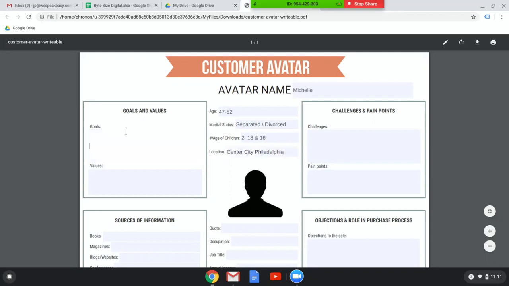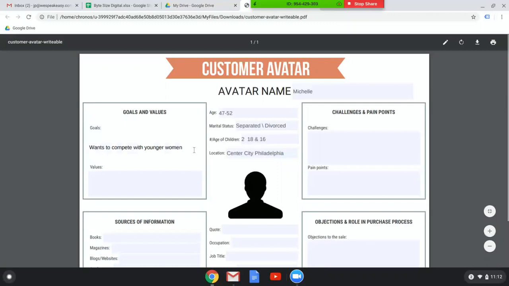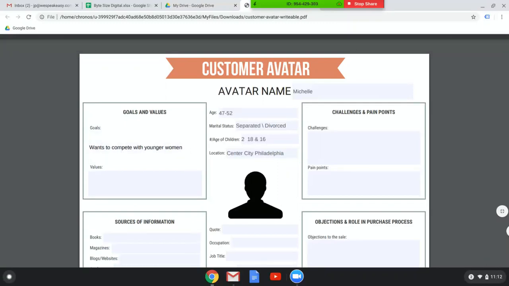Then you come over here to goals and really ask, what is this person all about? So this person's separated or recently divorced. And you can see as we go through this, the more specific you are, the easier it is to create messaging and to talk to this person. So we're going to say that this person wants to compete with younger women. And that might sound controversial, but when you're doing these things, again, specificity is really important. So don't be afraid to just tell it like it is.